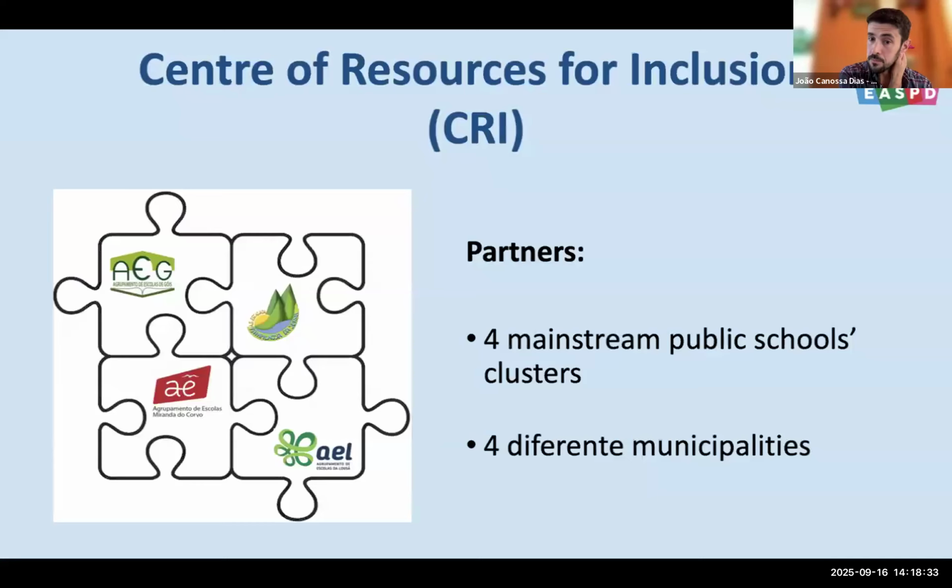We work with 4 mainstream public school clusters. So in Portugal, schools are organized in school clusters, and we only work with public schools. So from primary school to secondary education, we work with 4 mainstream public school clusters from different municipalities. Lousa, where we are based, Góis, which is about 20 kilometers away, Miranda do Corvo, 10 kilometers away, and then Pampilhosa da Serra, 15 kilometers away. So we have a big area of mainstream public schools that we work with.